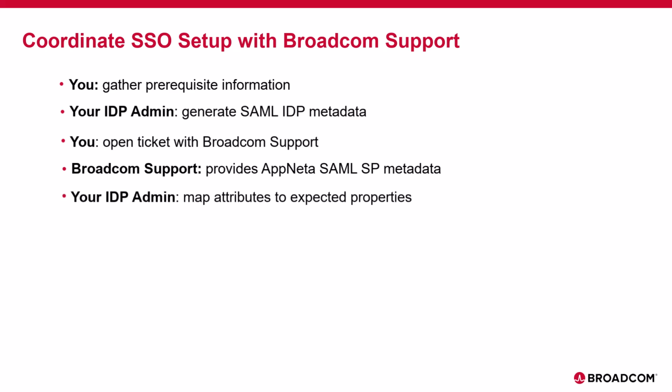Your identity provider administrator should then map the correct attributes to the properties that AppNeta expects. Name ID and email should both be the email address. First name and last name are the user's first and last name. Groups is used to map security groups from the identity provider to user roles in AppNeta. Finally, an AppNeta organization admin user should log in to finish the configuration and map groups to user roles.